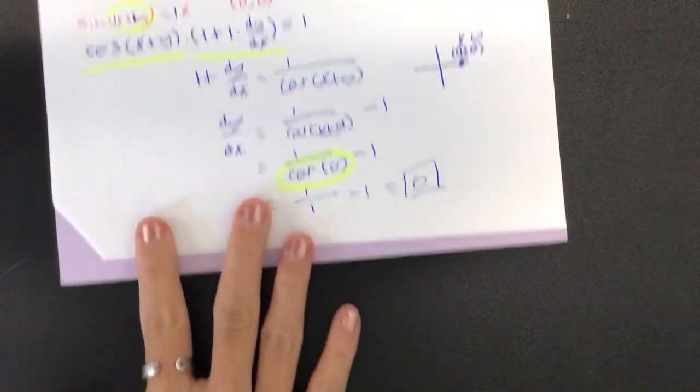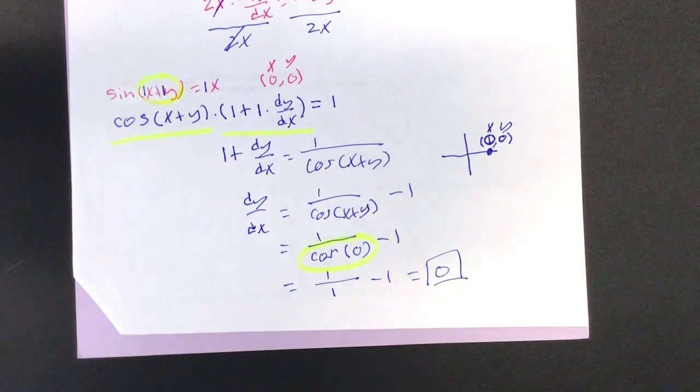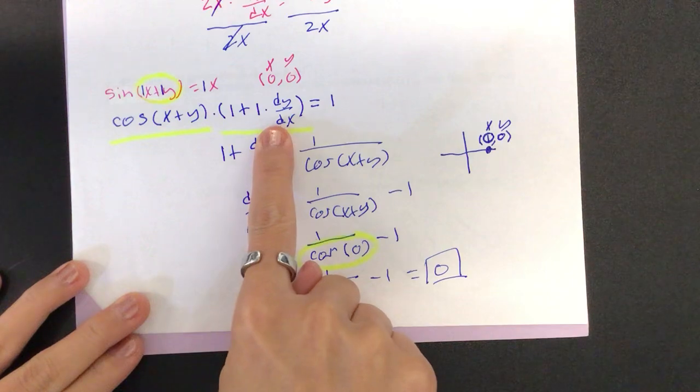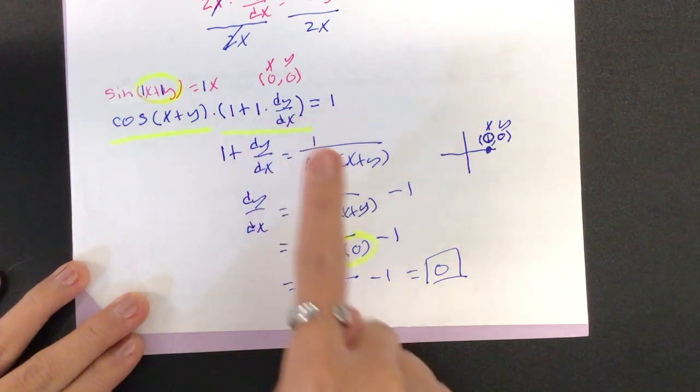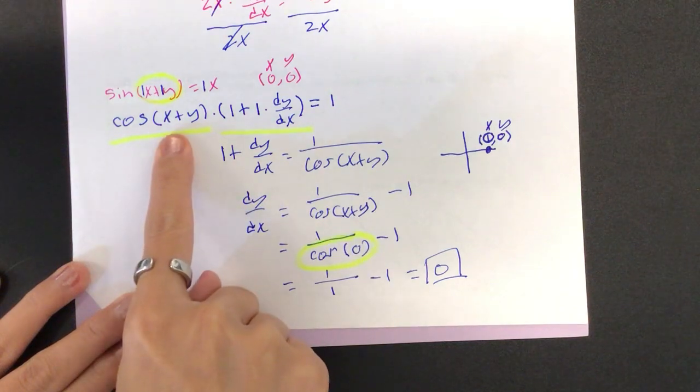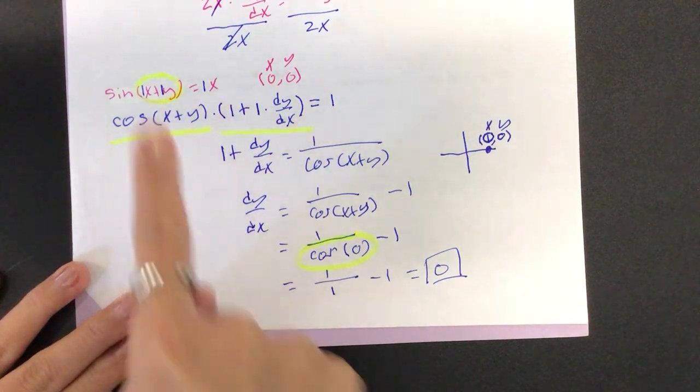Back when you have 1 plus 1 times dy over dx, why isn't there still a y there? Right here. Oh, it's that. No, from the first half. Right here, from the product rule. Uh-huh.